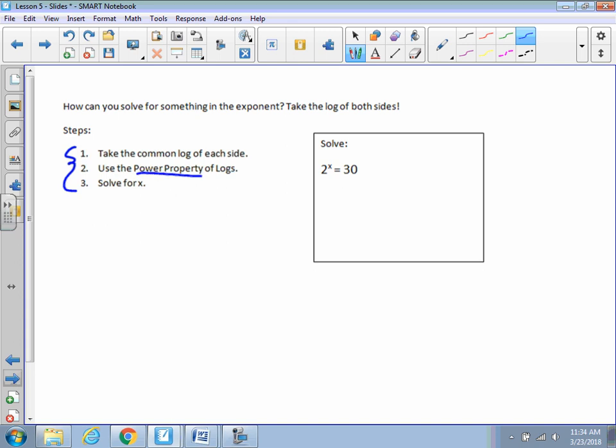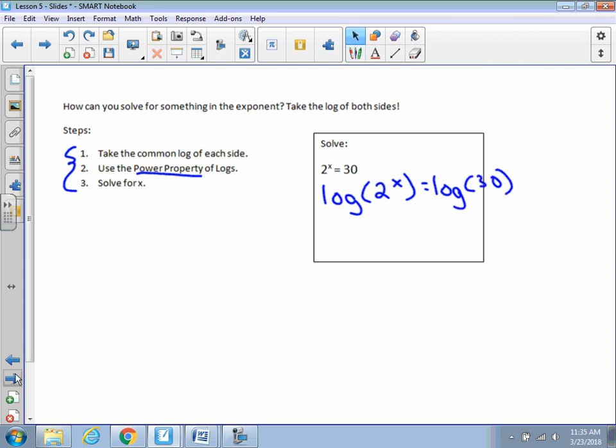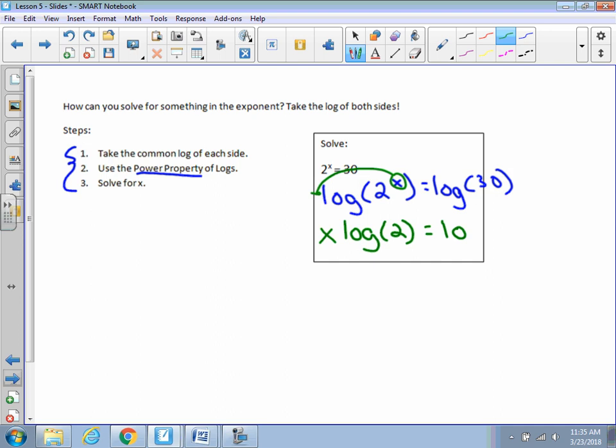Now, the power property says that this exponent can come out front as the power. So log of 2 to the x is the same as x times the log of 2. And all of that's equal to the log of 30. Now, to solve for x, we're just going to divide both sides by the log of 2. So we have the log of 30 divided by the log of 2. We'll have to use our calculators for this, but we should get x is 4.9069 if we round it to 4 decimal places.